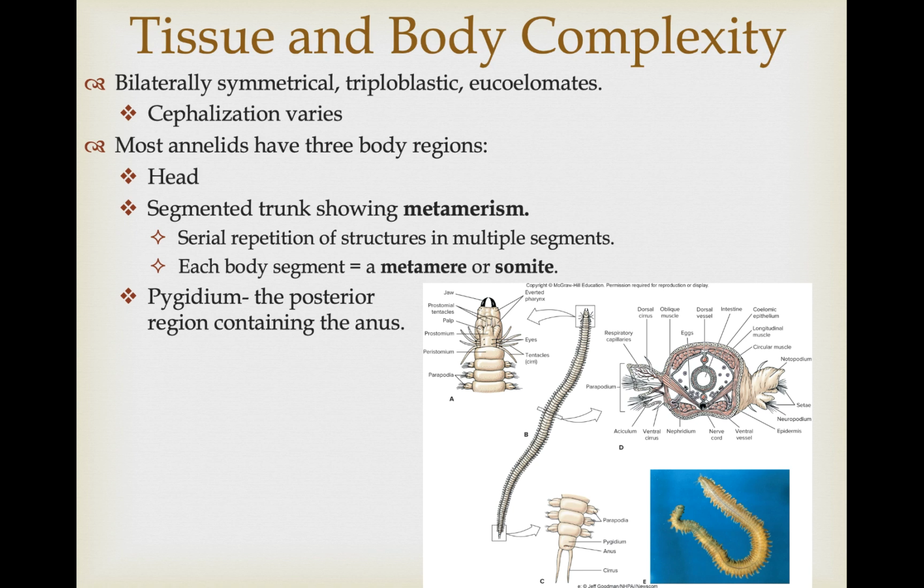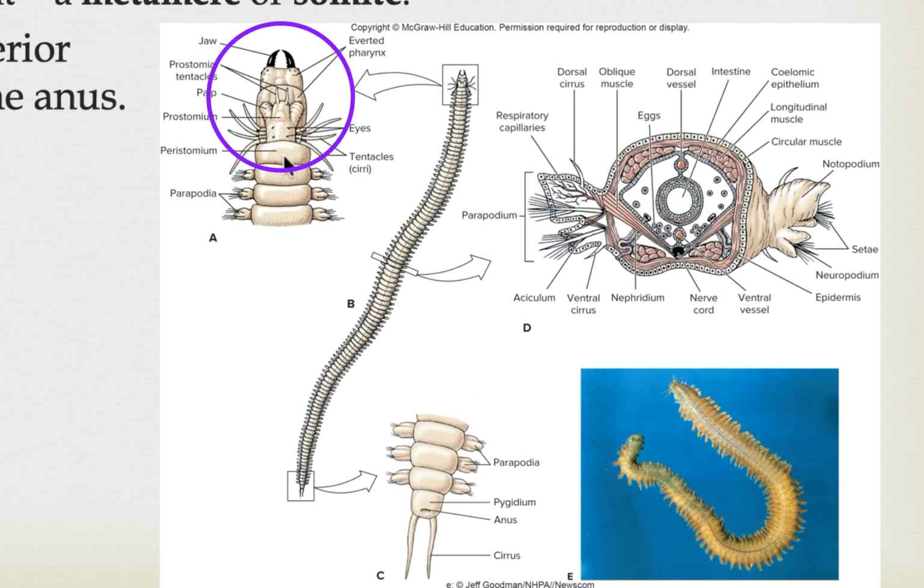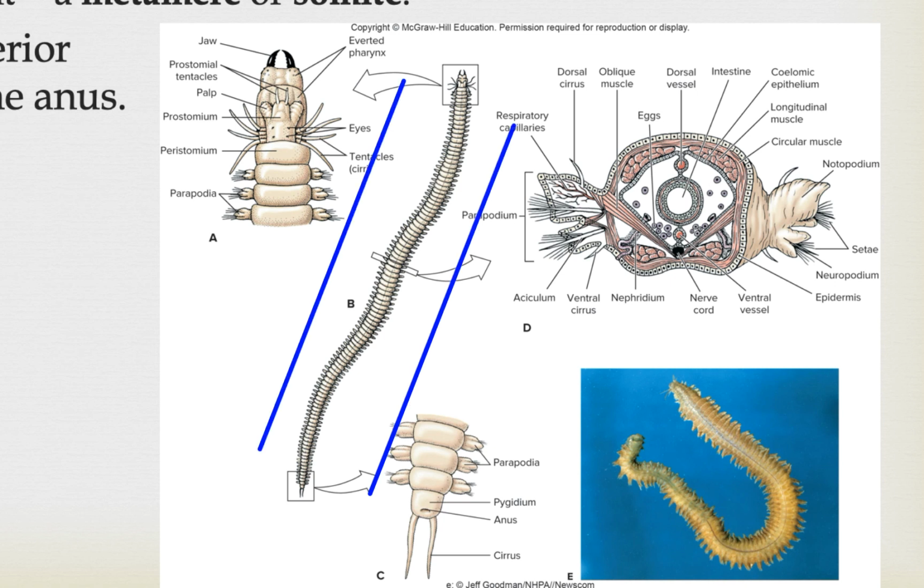In general, though, particularly if you look at the errant forms, they have three basic body regions. They have the head right here in this organism. The little extension structures here are called parapodia. The region in front of that is the head. Where you start seeing these parapodia, these segments refer to the trunk. And the trunk, because it is found in segments, we call this metamerism. Metamerism is serial repetition of structures in multiple segments.